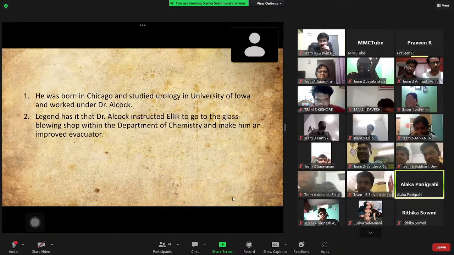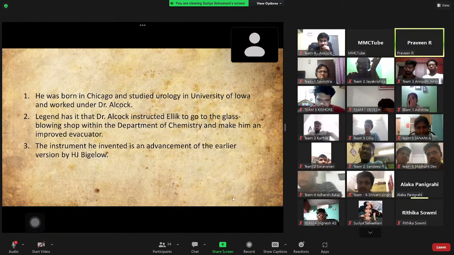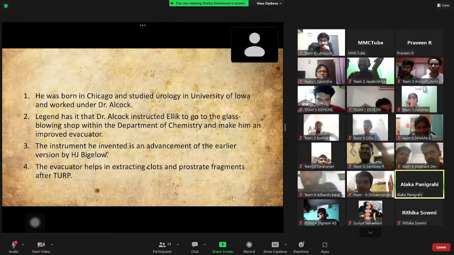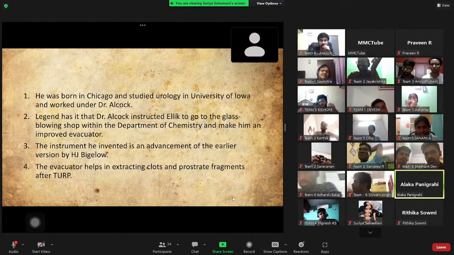Okay. So team 1 has pounced. And they have typed Milo Elik. Okay, yeah, that's the correct answer. So team 1 gets 50 points.